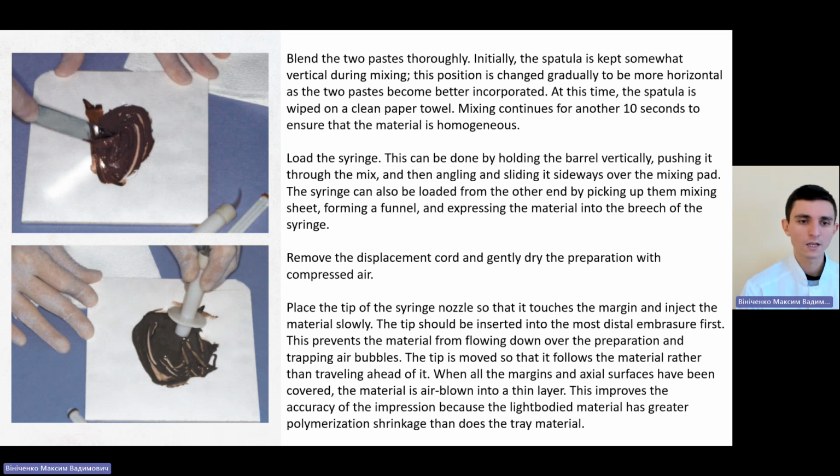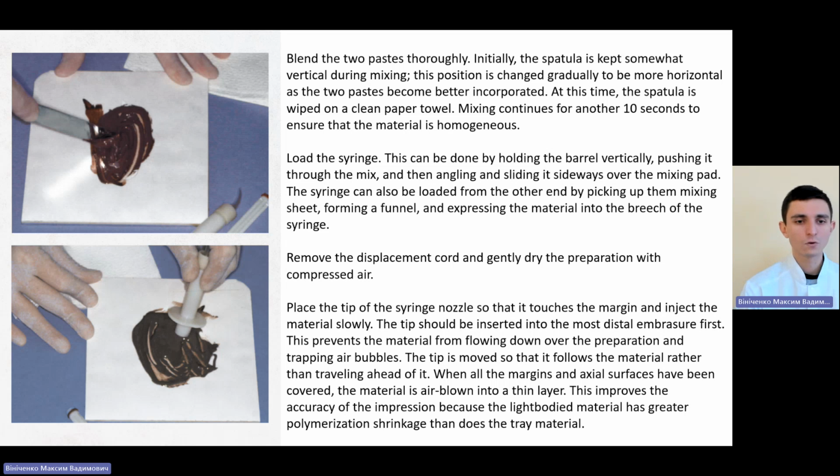Load the syringe. This can be done by holding the barrel vertically, pushing it through the mix, and then angling and sliding it sideways over the mixing pad. The syringe can also be loaded from the other end by picking up the mixing sheet, forming a funnel and expressing the material into the breech of the syringe.